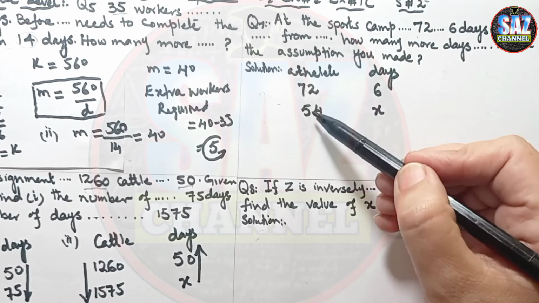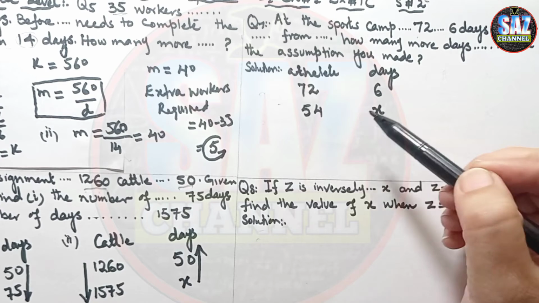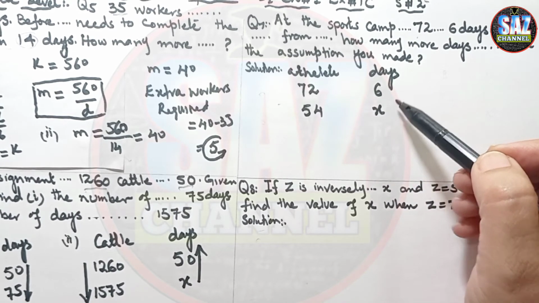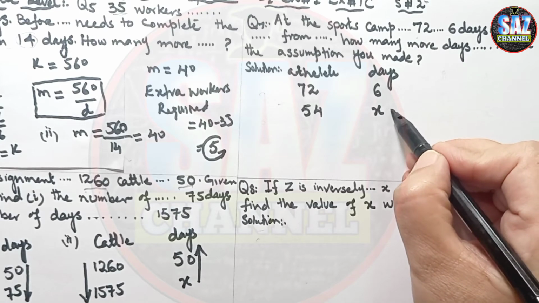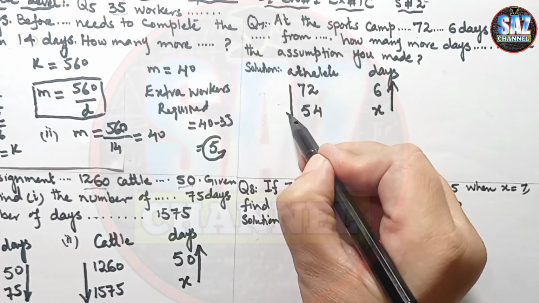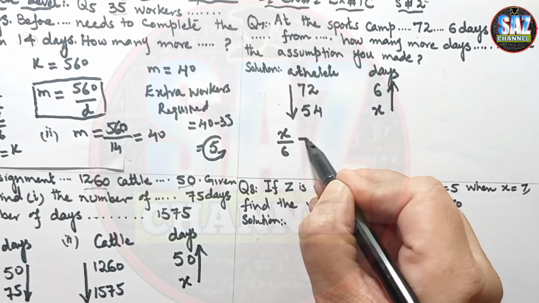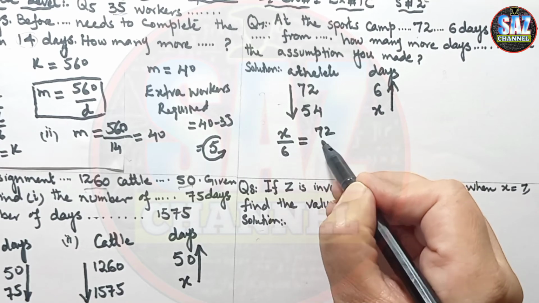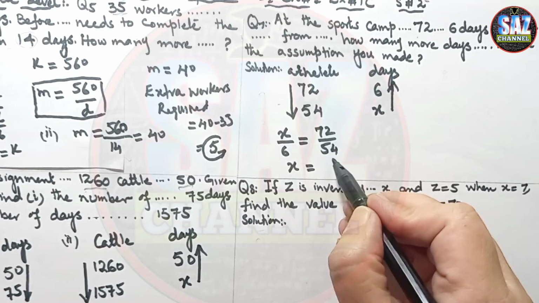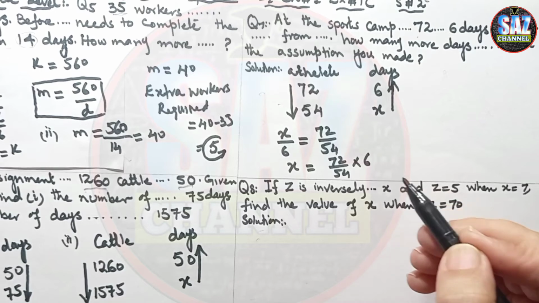Now as the athletes have decreased, obviously the food will last longer, and they can have the food for more days. It's the inverse proportion situation. Arrow will be going up, and now from this side arrow will be going down. Write down the equation that X upon 6 equals 72 upon 54. Shift 6 to the other side: 72 upon 54 multiplied by 6.